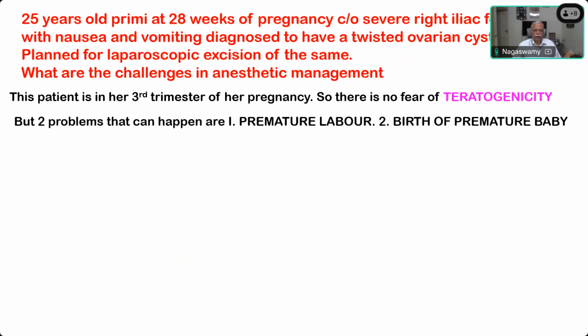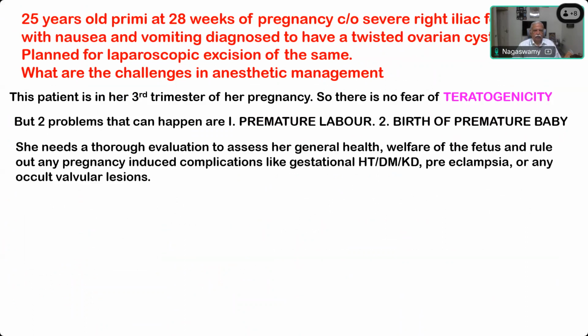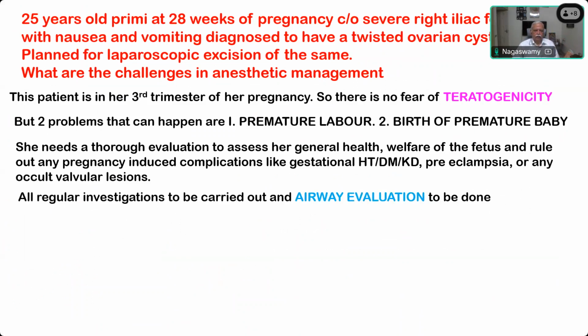But there are two problems that can happen. One is premature labor and birth of a premature baby. Because it's only 28 weeks, the baby will be very premature, and any intervention at this stage can produce premature labor. Now she needs a thorough evaluation to assess her general health and the welfare of the fetus, and to rule out any pregnancy-induced complications like gestational hypertension, diabetes mellitus, kidney disease, preeclampsia, or any occult valvular lesions. All regular investigations, including airway evaluation, should be done.